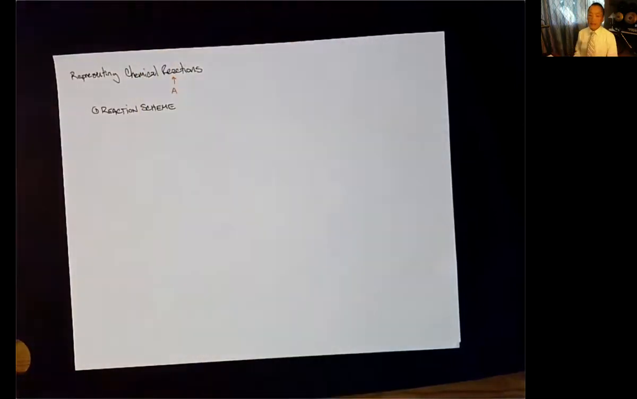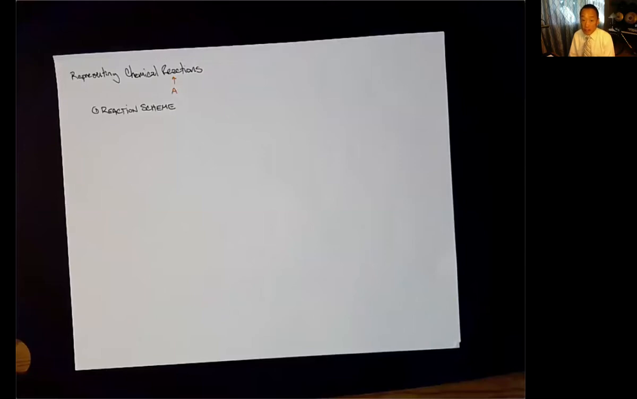And the reaction scheme is our shorthand. We're not going to keep track of absolutely every little tidbit of information in our reaction scheme. This is our: what are the reactants? What are the reagents? And what is the product or products formed? And so this is our shorthand for the chemical reaction.